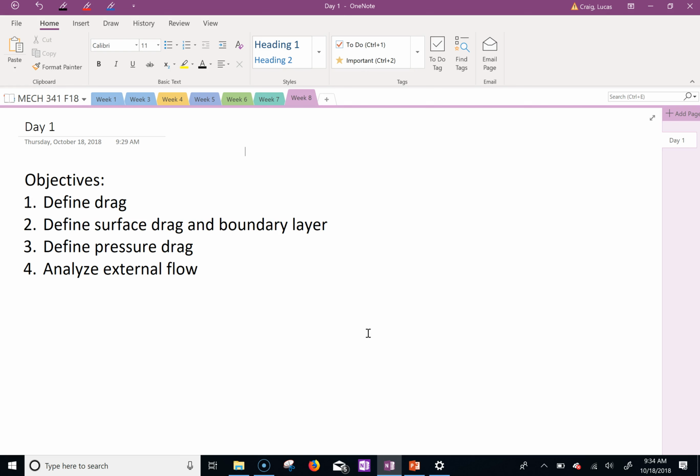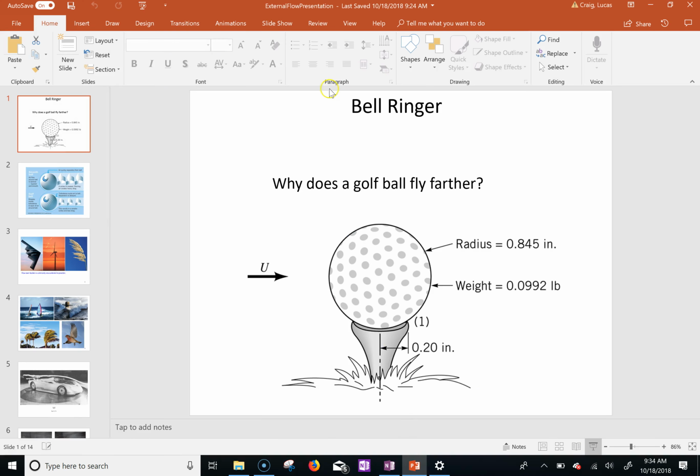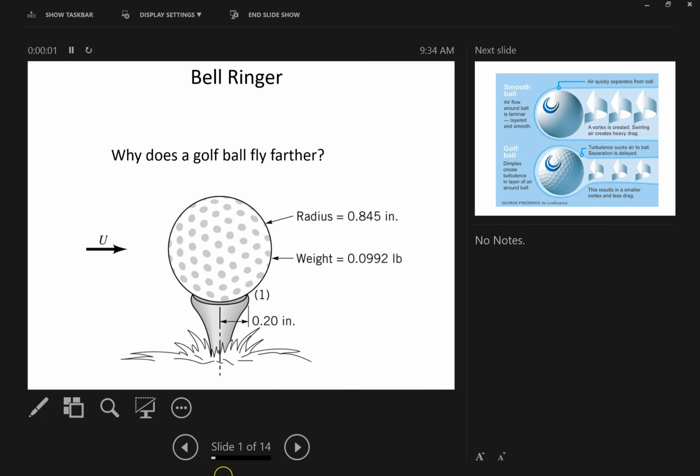So that's kind of the plan for the rest of the semester. External flow, compressible flow, Navier-Stokes, some hands-on stuff, prop design. All right, I have a PowerPoint that I'll go through and then we'll take some notes. So just a quick idea, and you've probably seen this before.